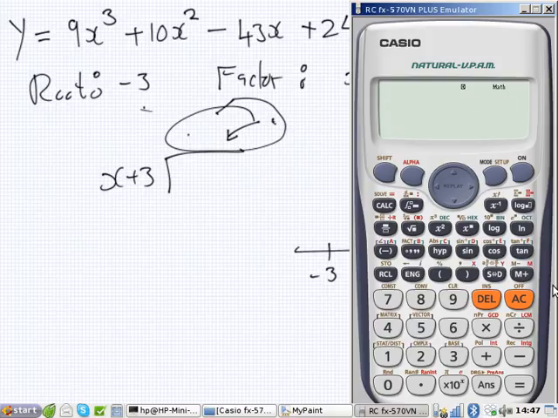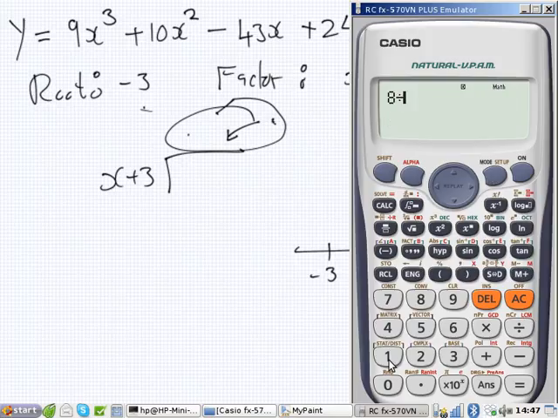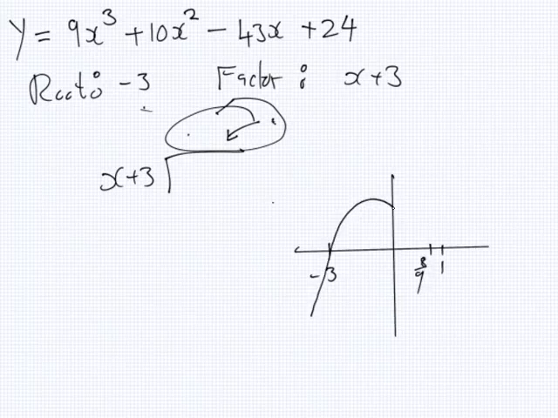So we have minus 3, 1, and 8 over 9. Let me just check that 8 over 9 business. Yeah, it is 8 over 9. So minus 3, 1, and 8 over 9. So it would look like this. And what's this value here?